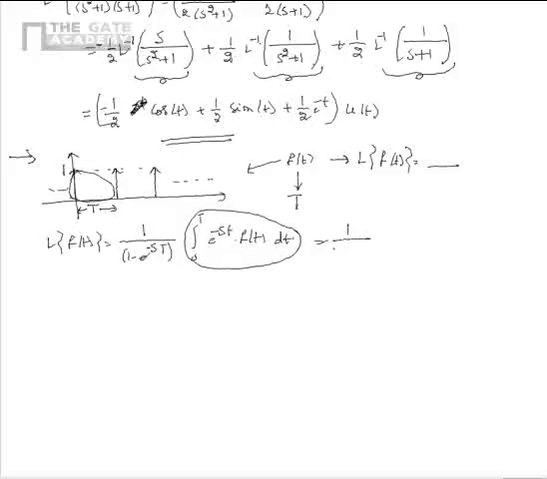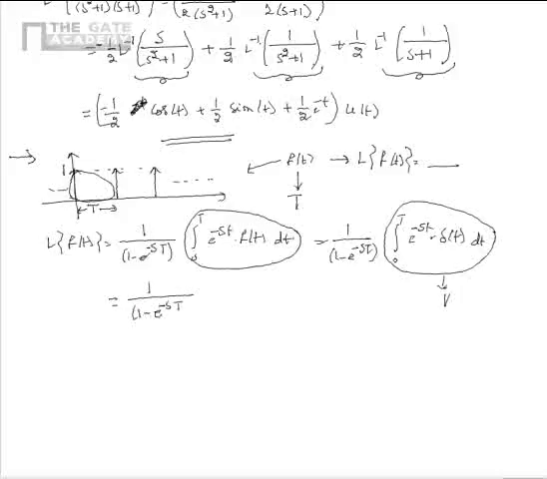From this we get that the Laplace transform of f of t is equal to 1 by 1 minus e power minus sT times the integral from 0 to T of e power minus st multiplied by delta of t dt. The integral marked is equal to 1. From this, we can say that the Laplace transform of given f of t is equal to 1 by 1 minus e power minus sT.